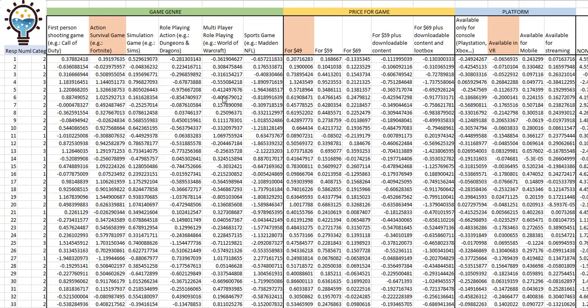Next to it you see the columns referring to another attribute by which the products varied, the price of the game. The levels we tested were $49, $59, $69, and there was $59 plus downloadable content, and $69 with downloadable content and loot box in the game. Then we varied the games that were available by platform. Some were only available for console, some were available in VR, some available for mobile, and then streaming.